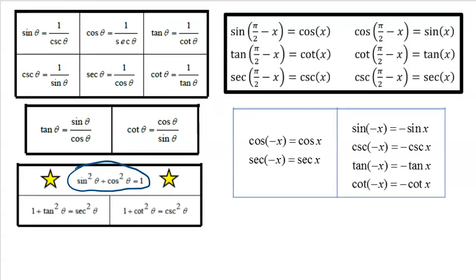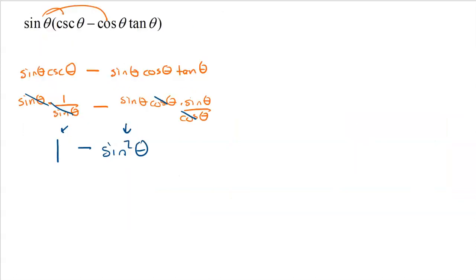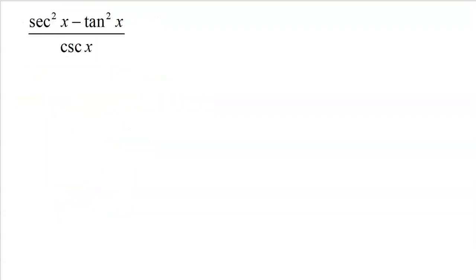Anytime I see squares and 1s in the same area, I go right to those Pythagorean identities. So again, what am I seeing? Well, if I subtract the sine squared over, I get cosine squared equals 1 minus the sine squared. So 1 minus sine squared is cosine squared. There's my final answer. Done. Easy. Simplified.